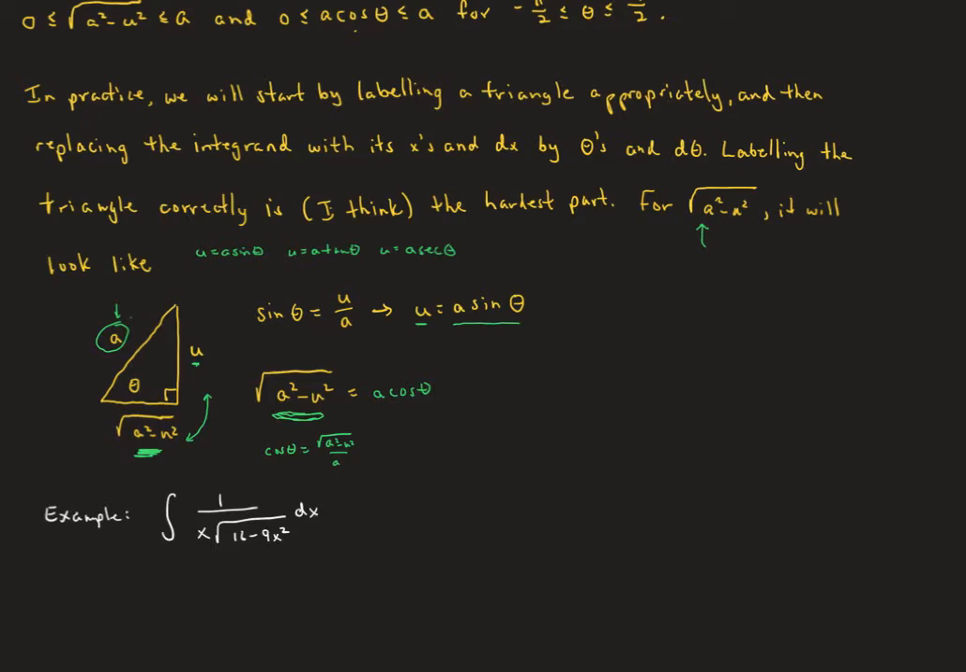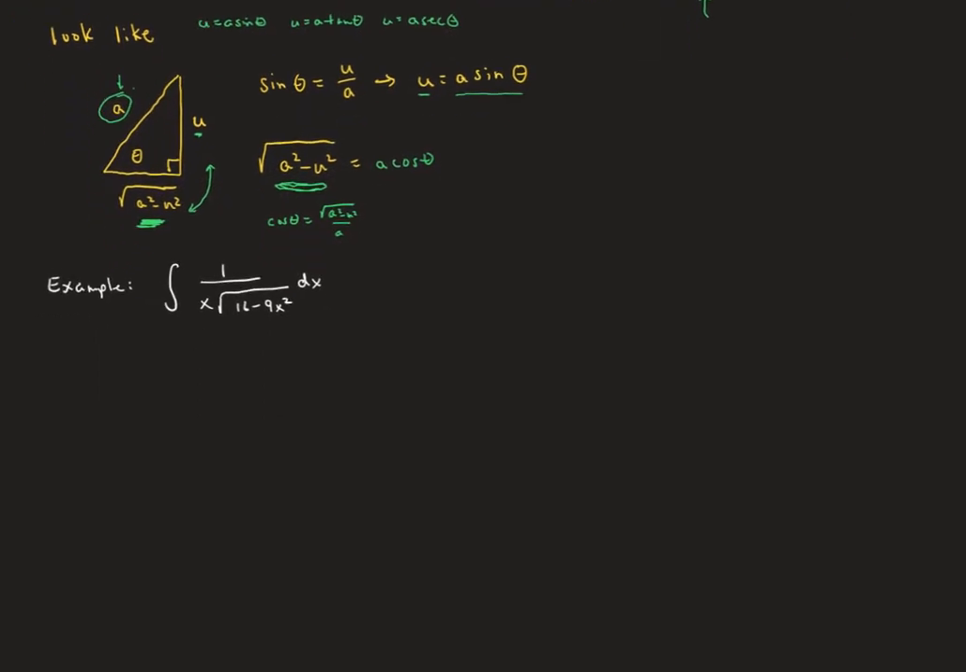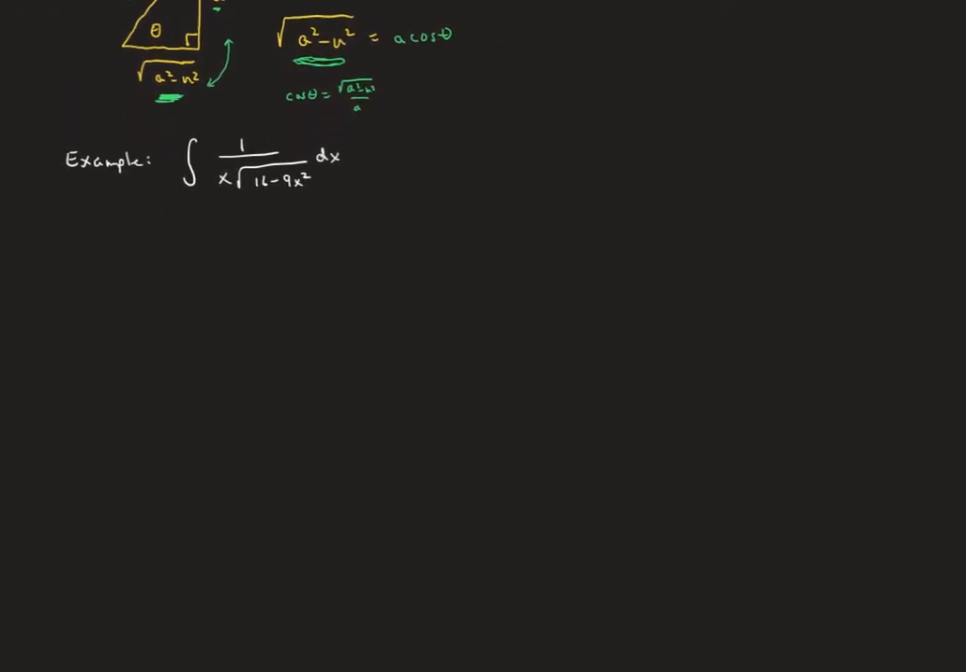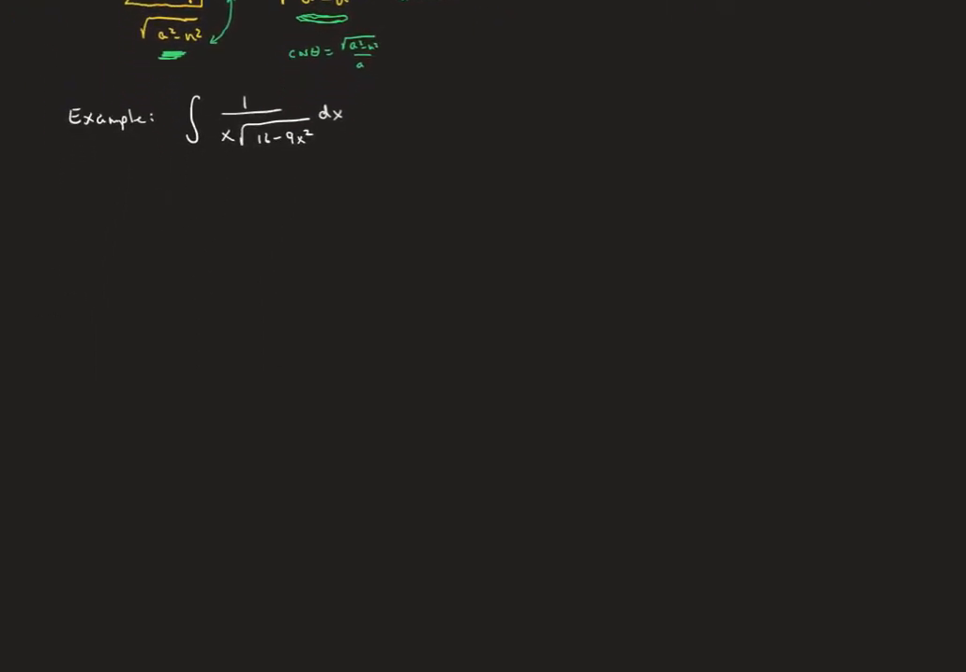And from there, we would label whatever else we need, including what that dx is going to be. So let's see, I think it makes more sense if we work an actual example. So I'm going to slide this up a bit, and we'll see how this is going to work. So let me bring up my pen here. We see that we have a radical in there, and that's the clue that we may want to do a trig substitution.